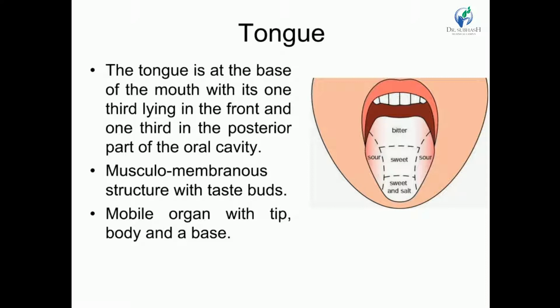It is a kind of mobile organ with tip, body, and the base. There will be presence of those taste buds on the tip and the body, whereas the base may not have any kind of taste bud.